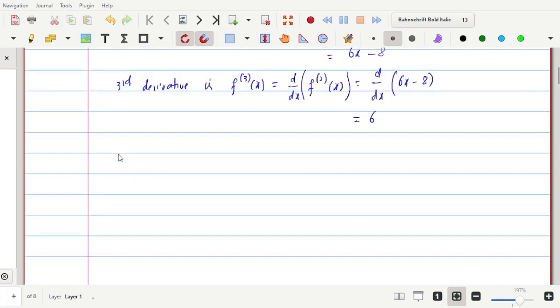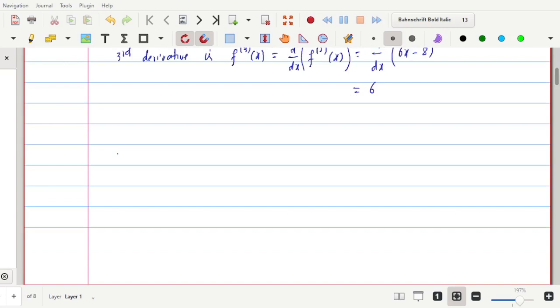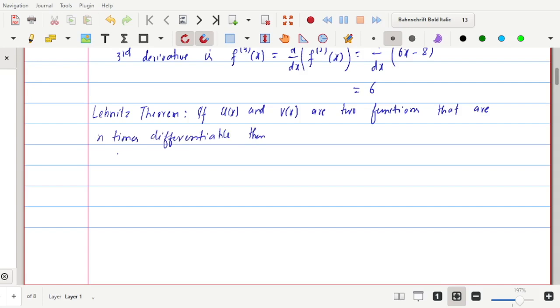Now, in successive differentiation, we have one nice theorem that gives a rule for taking the derivative of the product of two functions. This theorem is known as Leibniz's theorem. How do we take up this theorem? If u of x and v of x are two functions that are n times differentiable, then the nth derivative of the product of u of x and v of x is given by the following.